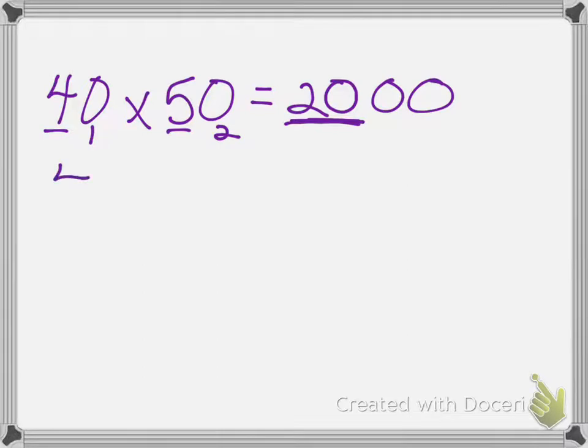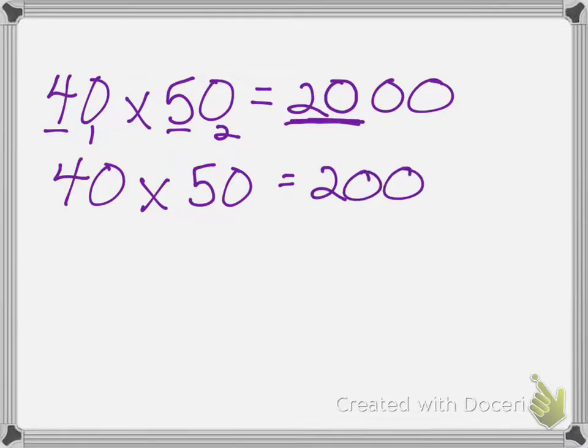And just think about that for a sec. Would this make sense? 40 times 50 equals 200. Would that make sense? 40 groups of 50. Well, I can count by 50s right now, and I can tell you that it only takes 4 groups of 50 to make 200. So 40 groups of 50 would be much, much bigger than that. It would be 2,000.